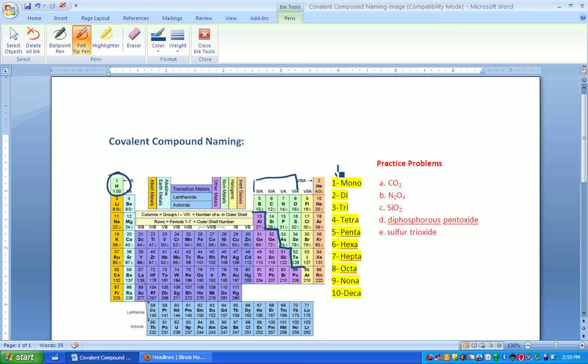The only time that you do not need to use the prefix is when you have one and it's the first one that's appearing. So carbon is listed first, but there is only one carbon, so you do not need to use the prefix mono. The answer for this would be carbon dioxide.